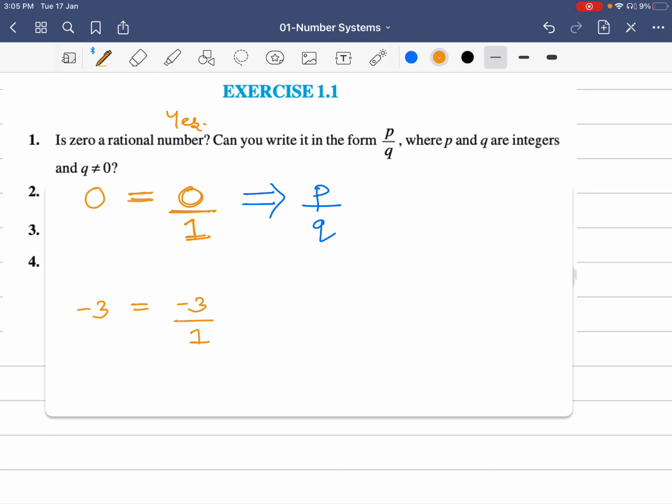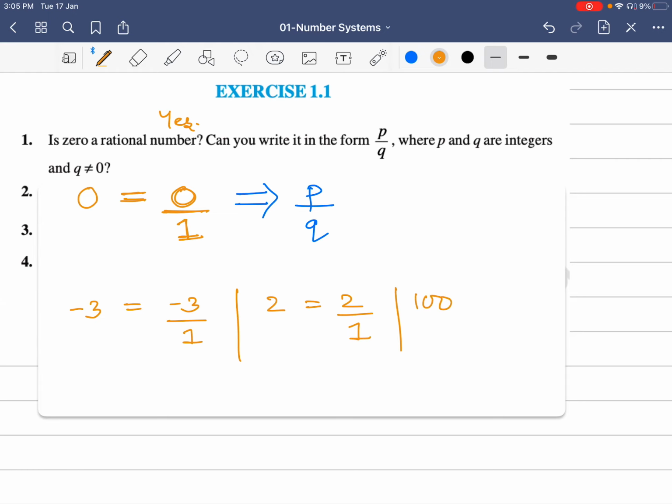Similarly, we can take any integer. We can take 2 and write it in the form 2 by 1, just divide it by 1, and it becomes a rational number. We can take 100 and write it as 100 divided by 1, and this becomes a rational number. Thus, to extend this concept, every integer is a rational number. Every integer can be written in the form p by q and thus is a rational number. So that's a small extension beyond the question. Let's erase this.